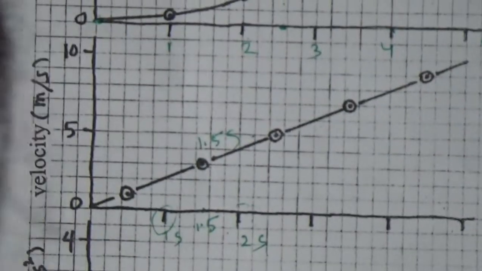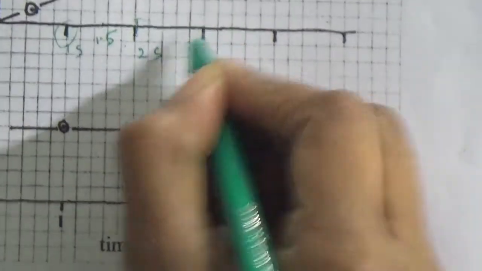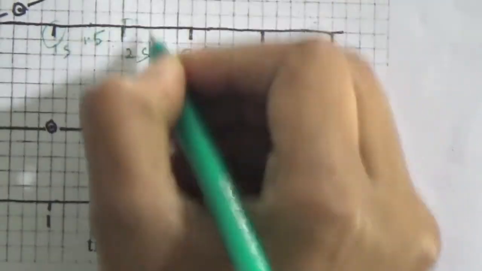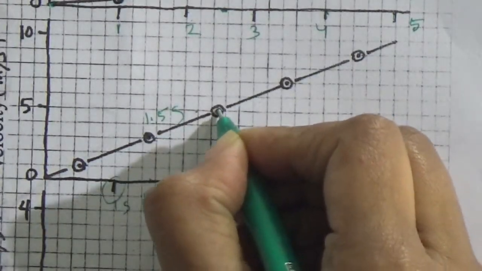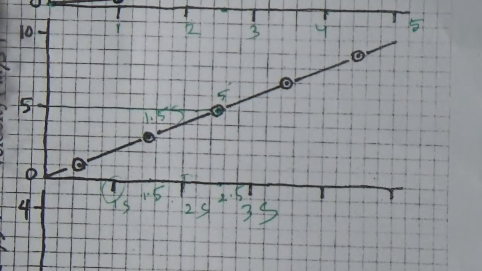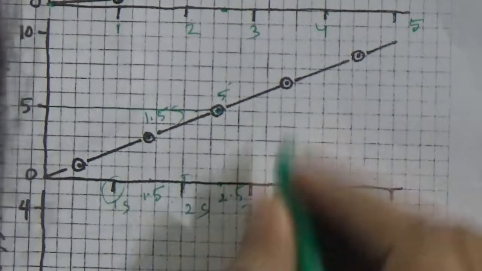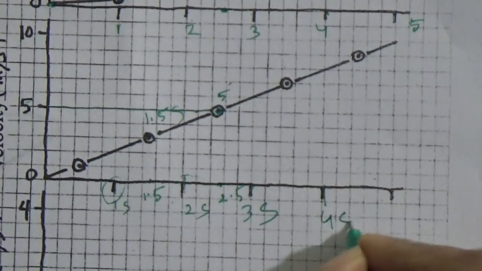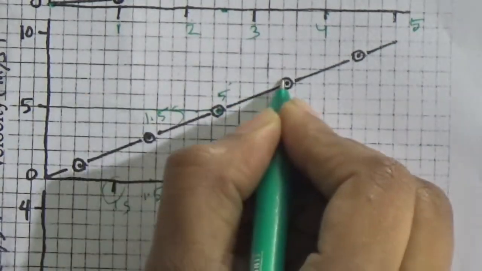Similarly, the average velocity between 2 second and 3 second is 5. Look here, this is 2 second, this is 3 second, and our midpoint is 2.5 second and our velocity is 5. Then between 3 and 4 second we get 7, at the midpoint 3.5. This is the point of 7. I hope you have understood, girls.